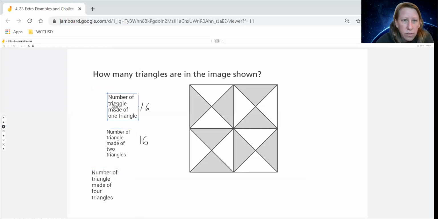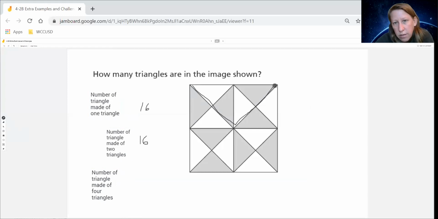I just counted those up. So let's count those up. My brain saw this one first. Okay, you see it? So how many of those are there?